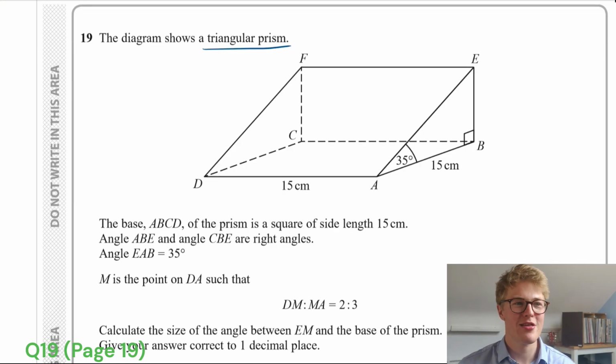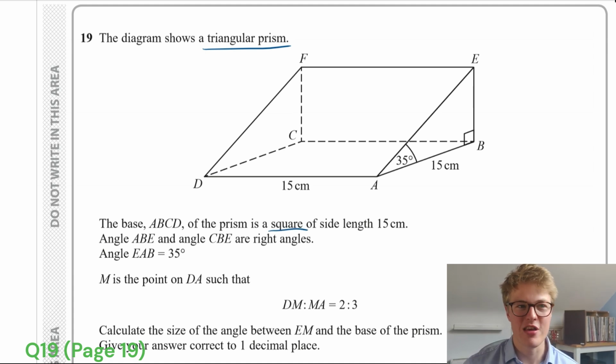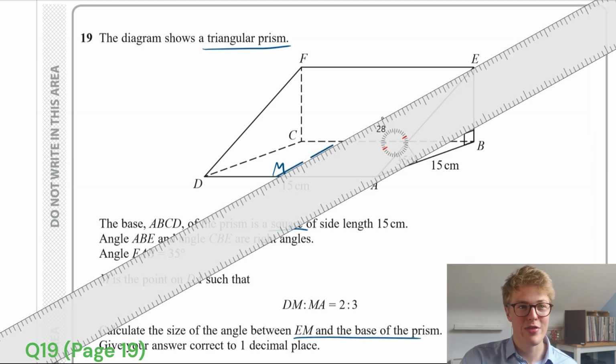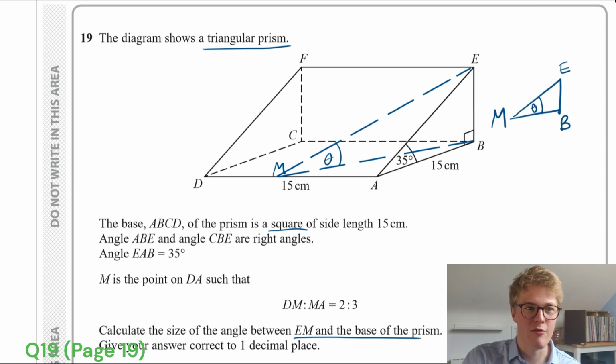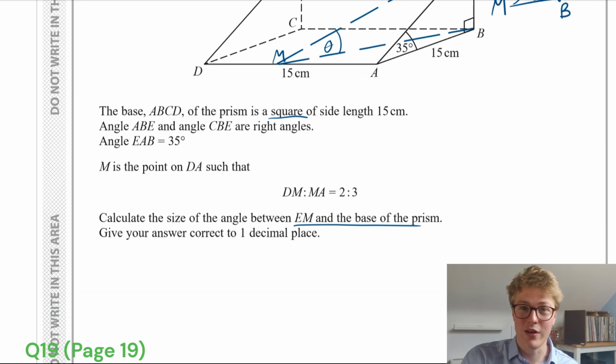The diagram shows a triangular prism. The base ABCD of the prism is a square of side length 15 centimeters. Angle ABE and angle CBE are right angles. Angle EAB is 35 degrees. M is the point on DA such that DM to MA is 2 to 3. Calculate the size of the angle between EM and the base of the prism. Give your answer correct to 1 decimal place.